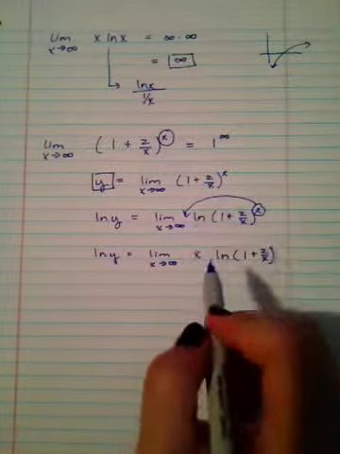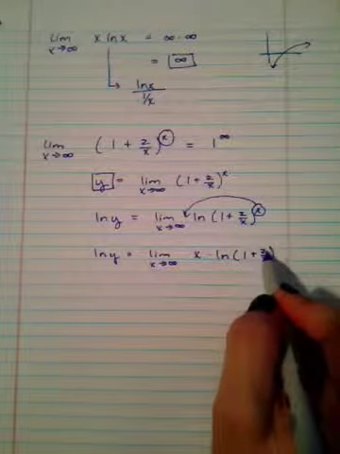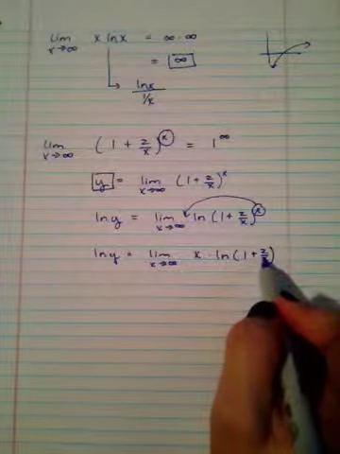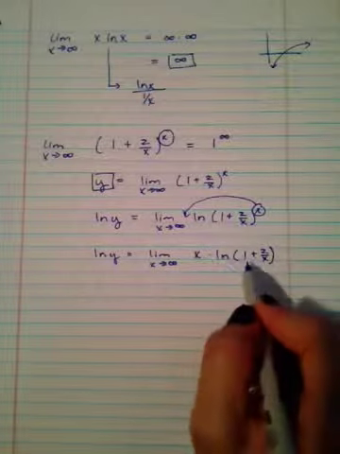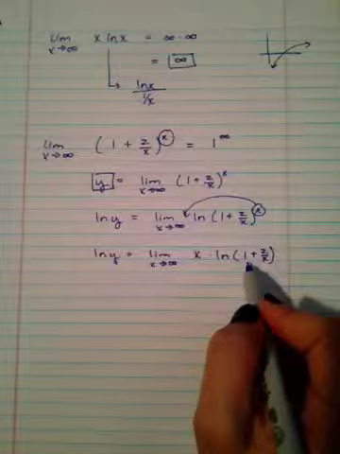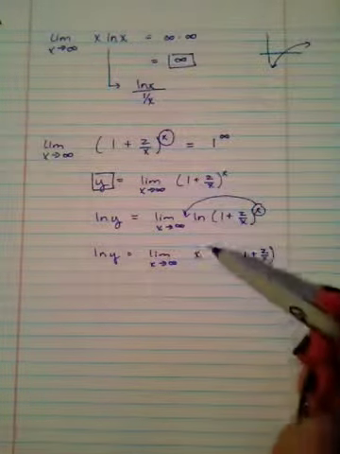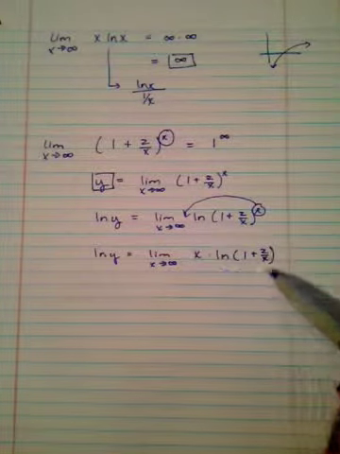And if I look at what I have right now, if I plug in infinity, I have an infinity times the natural log of 1, since 2 over infinity goes to 0. I have infinity times 0. That is still an indeterminate form, but not the one I want. So what we're going to do is take the process we did up here and apply it down here. I need to turn this into a fraction.